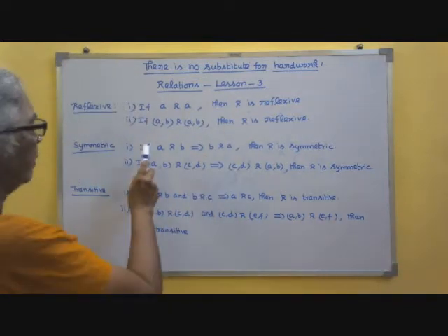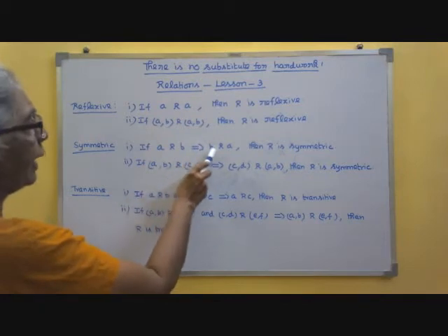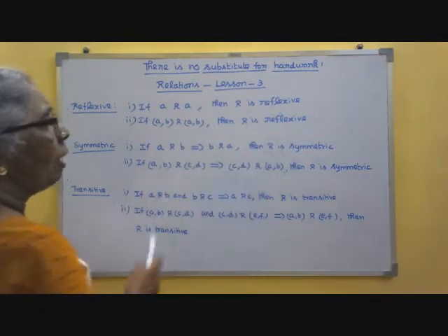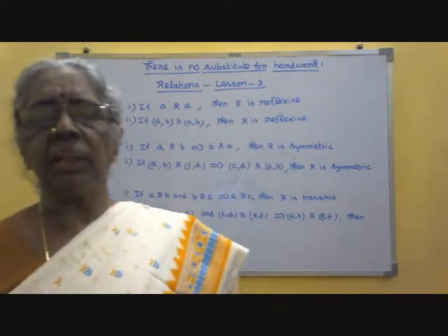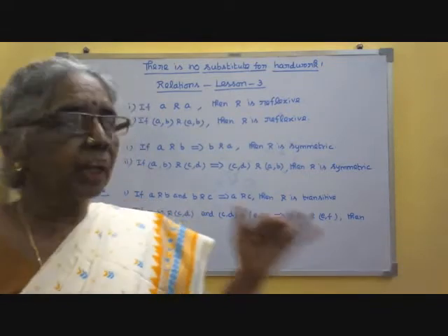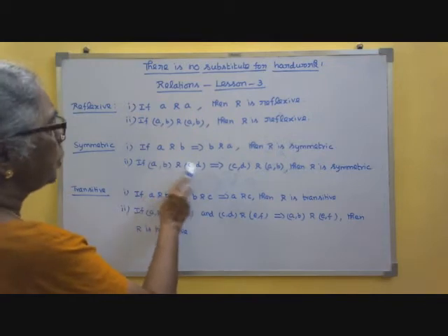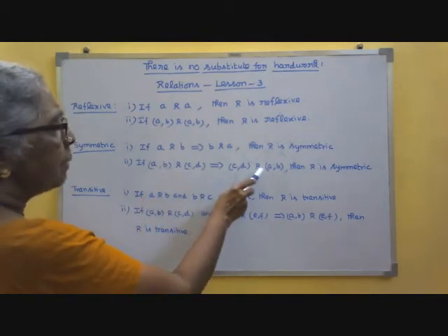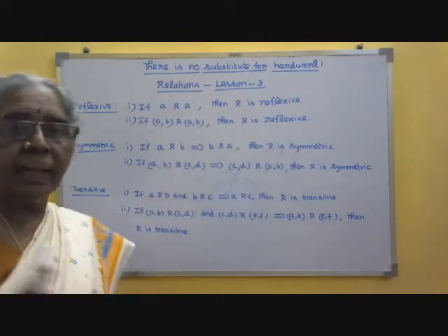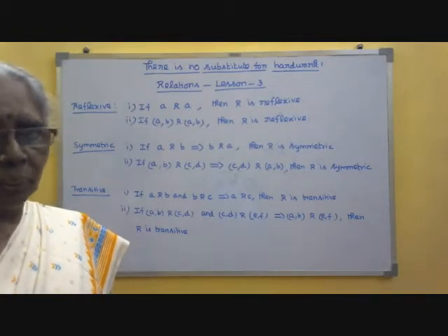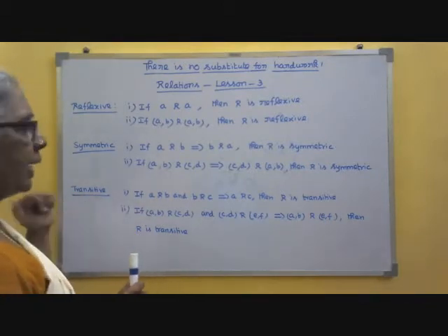Coming to symmetric, if A related to B implies B related to A, then R is symmetric. This is the definition if it is a single element. Okay? Then, if it is an ordered pair element, if A comma B related to C comma D implies C comma D related to A comma B, then R is symmetric. Are you clear? Now let us move on to transitive.